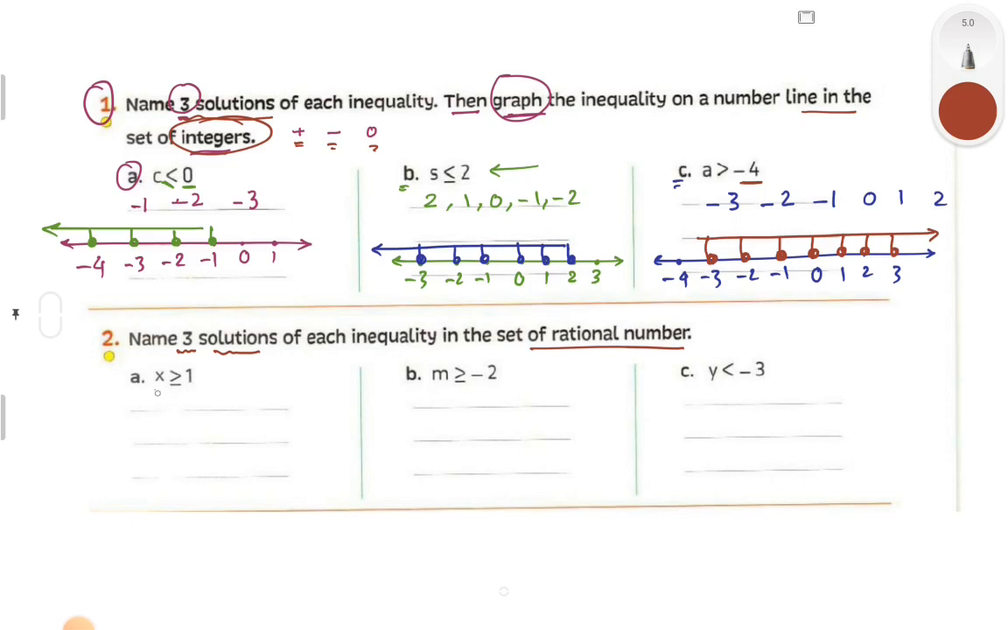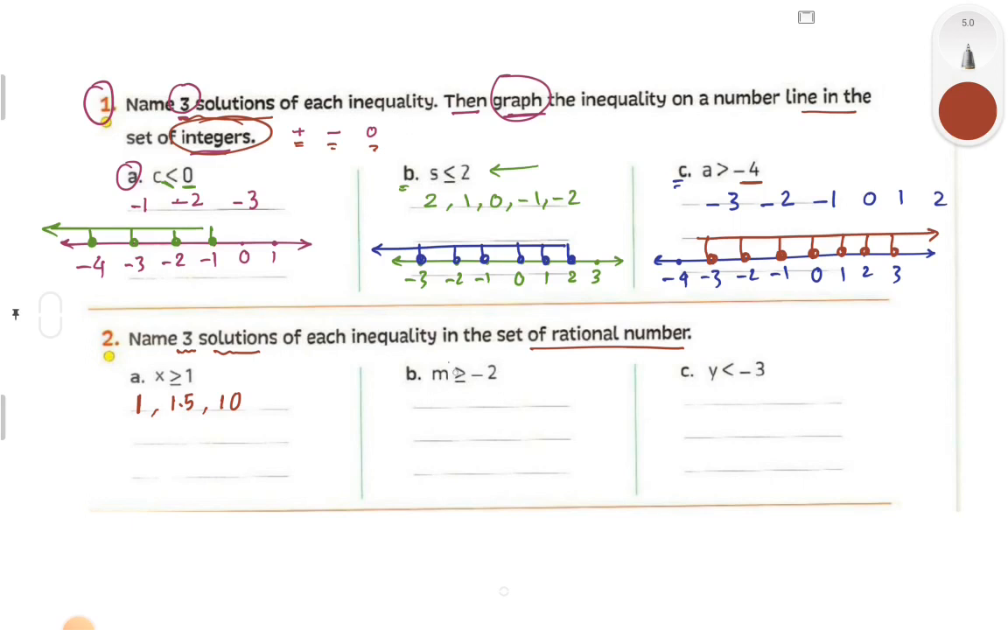So the first inequality, x greater than or equal to 1. We have equal here, so the solution may start with 1. Greater than 1 may be 1.5. Maybe 10. Any number greater than 1.